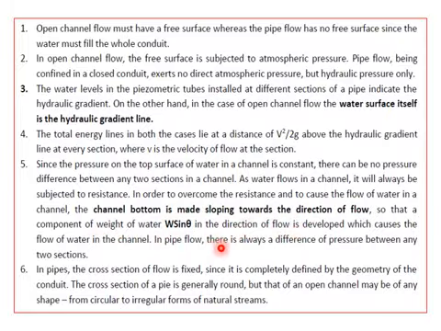But in pipe flow, there is always a difference of pressure between any two sections, and that is known as the pressure gradient, and hence the flow takes place. In the pipes, the cross section of flow is fixed. Generally it is round because it is defined by the geometry of the conduit, whereas that of an open channel may vary from circular sections to irregular forms of natural streams.